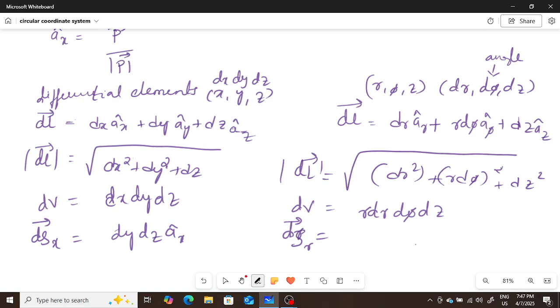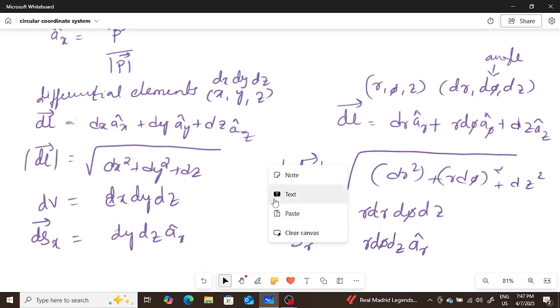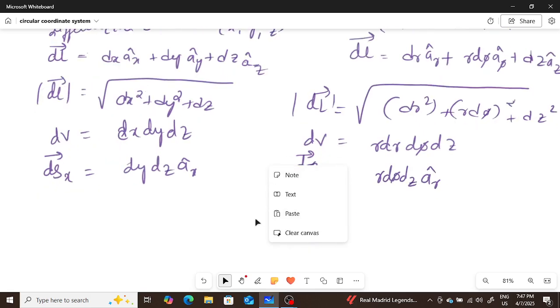So what do you have to write? First thing you got to know is that it is normal to r direction, so write it a_r, it is done. Skip dr, the rest of the things are dφ and dz. Okay. So it is r dφ dz.